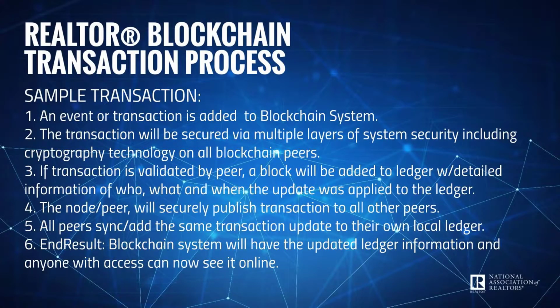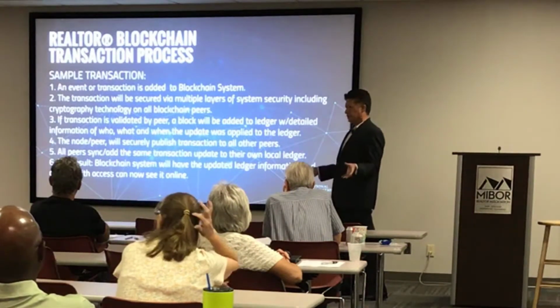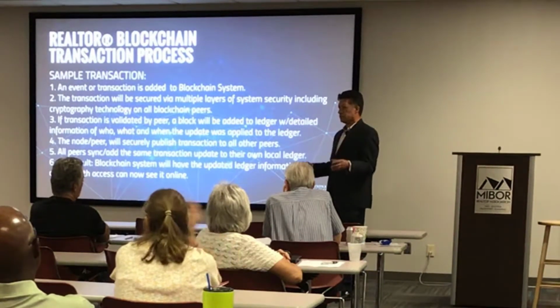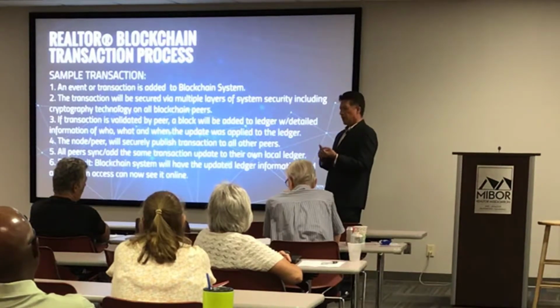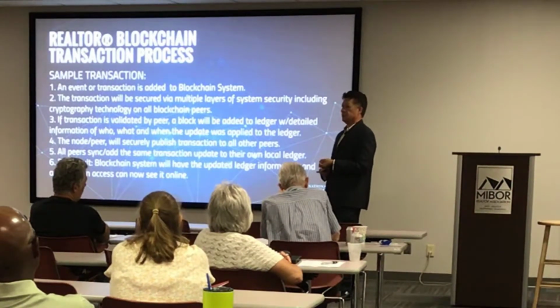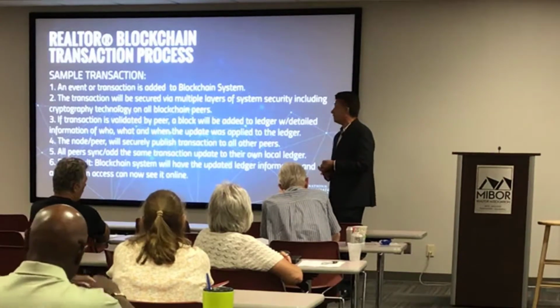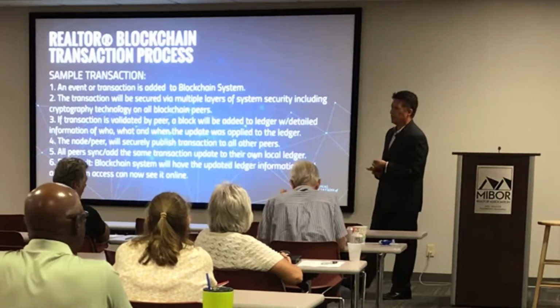Let's say that a participant or an orderer is assigned to do data entry on the blockchain system. The transaction will be secured via multiple layers of security, including cryptography technology on all the block peers. That means that all of the systems, all of the servers will be validating public keys, SSL certificates, and private keys before even committing any data to the ledger.